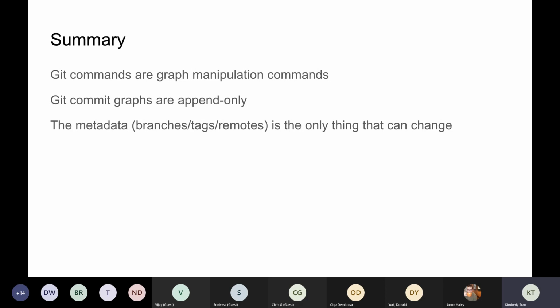And Git has rules, like the push rule, to make changes to the metadata deterministic. Okay, so once you understand that, then I think it should be much easier to work with the Git commands and not get into trouble. Okay, so that actually ends my presentation.